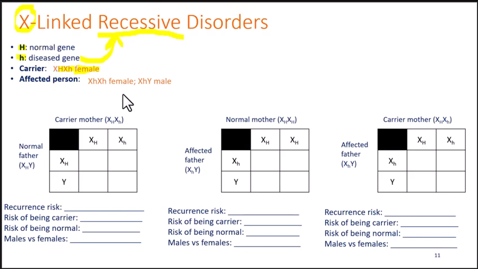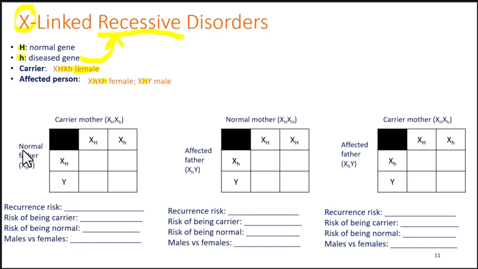So an affected person then, we can look at both male and female. An affected female would have to inherit two of the disease genes, which you can see here, h and h on both X chromosomes. Whereas the male, we said, would only need to have it on the X chromosome and they would have the condition. So let's look at some specific examples of recurrence risk, carrier, normal, and males versus females. Remember, when we say normal, I mean that they don't have the condition and they're not a carrier.